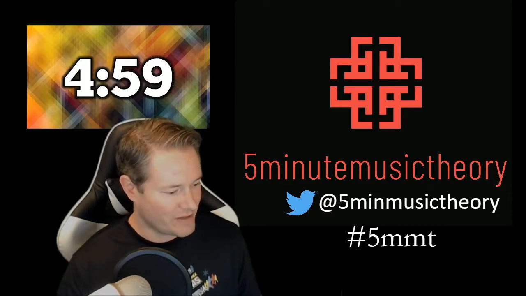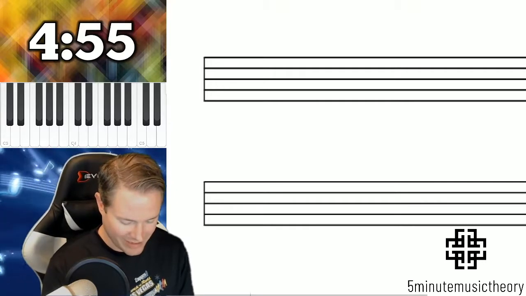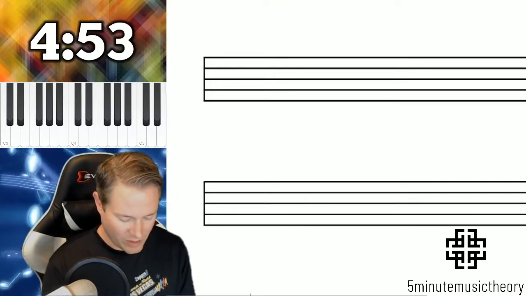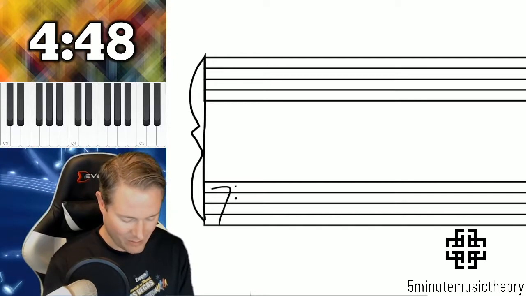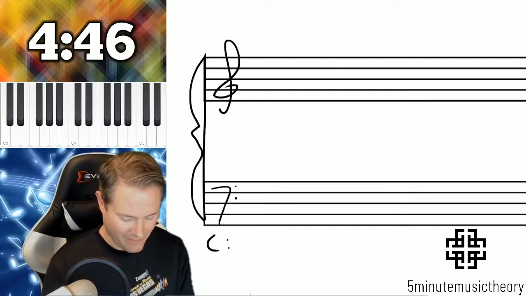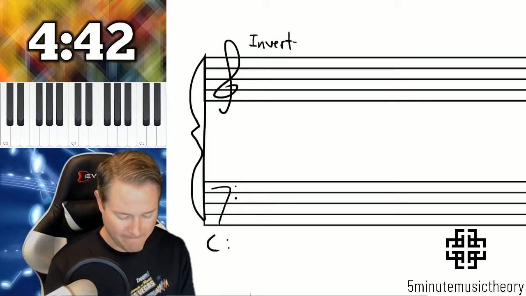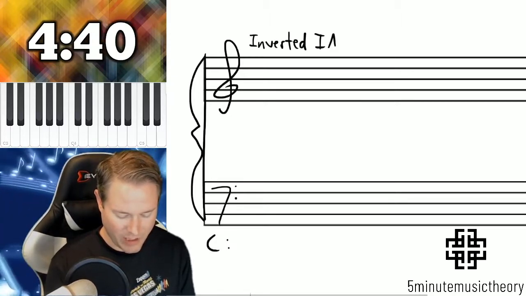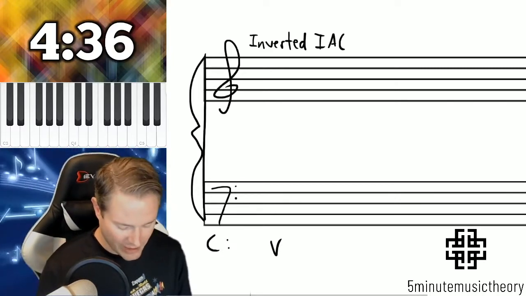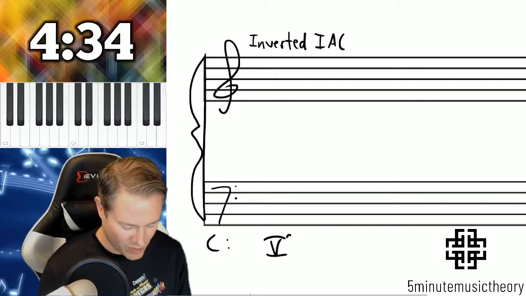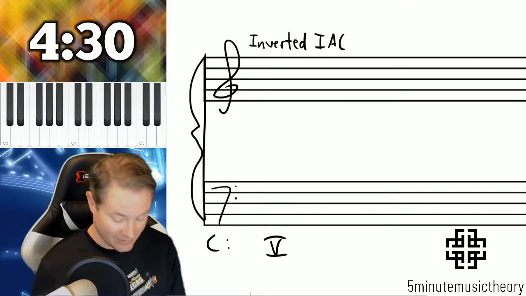In this video, we're going to cover the second of three types of IACs, otherwise known as imperfect authentic cadences. And this is going to be what's known as the inverted IAC. And I'm going to stick with C major, just as we have for the other examples. And this is going to be the inverted IAC, which you probably can figure out by the title, but we need to cover it anyway. So an inverted IAC means that it's some sort of an authentic cadence which has one or more inversions involved.